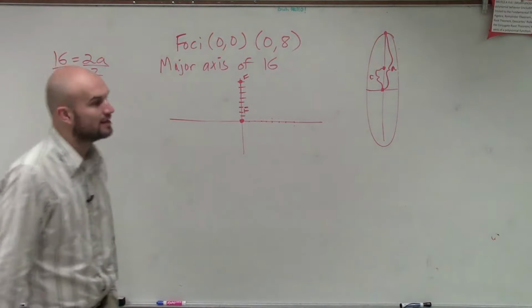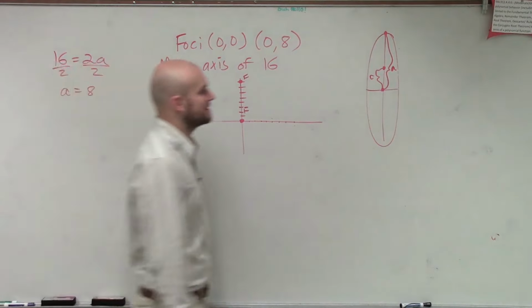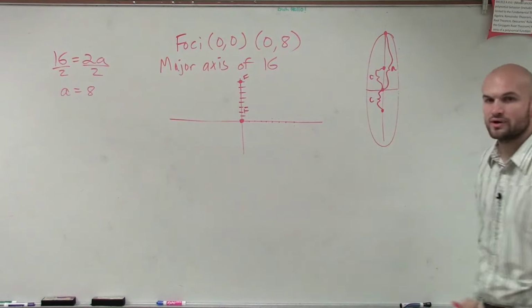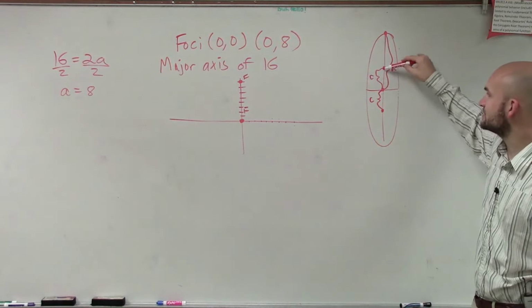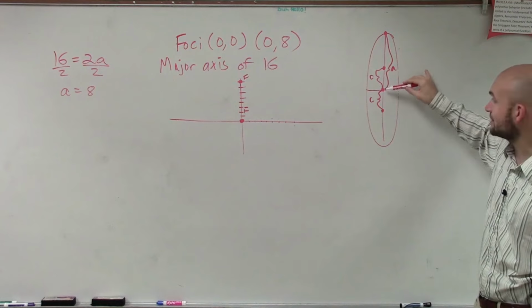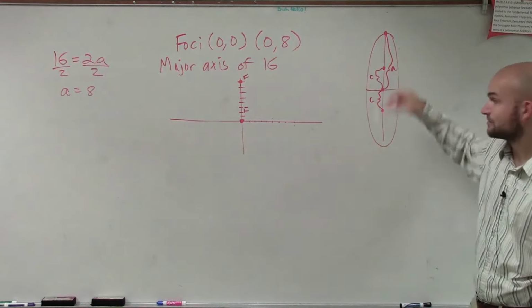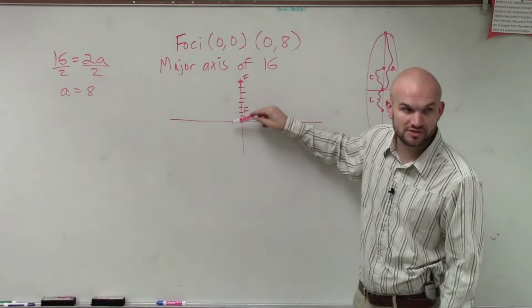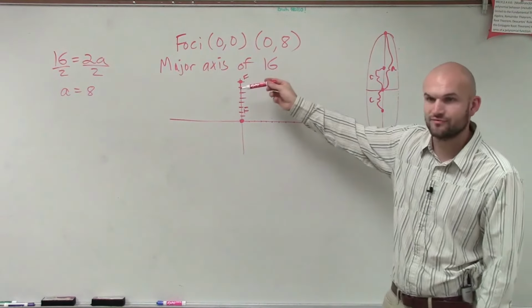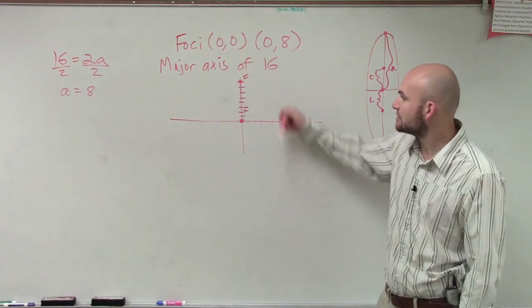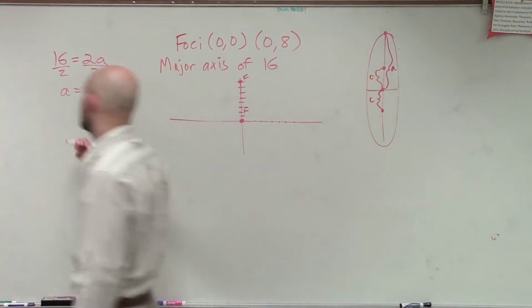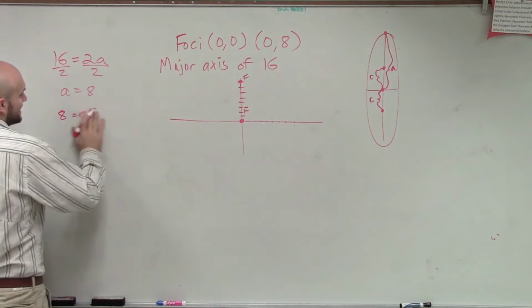But here's where it gets a little important. Where is our center? Now the important thing is, remember that the absolute distance of C is how far your foci are away from your center. So therefore the center is directly in between your two foci. I'm given my two foci, I know that my center is exactly in the middle, right? It's not nearer one focus than the other, it's exactly in the middle. So I look at this distance and I say 1, 2, 3, 4, 5, 6, 7, 8. So I can say that 8 equals 2C.